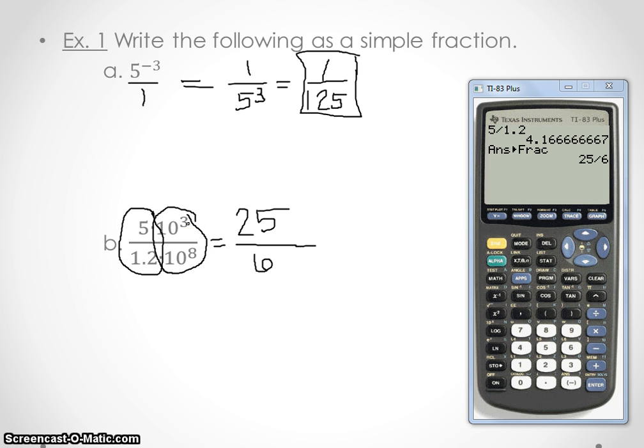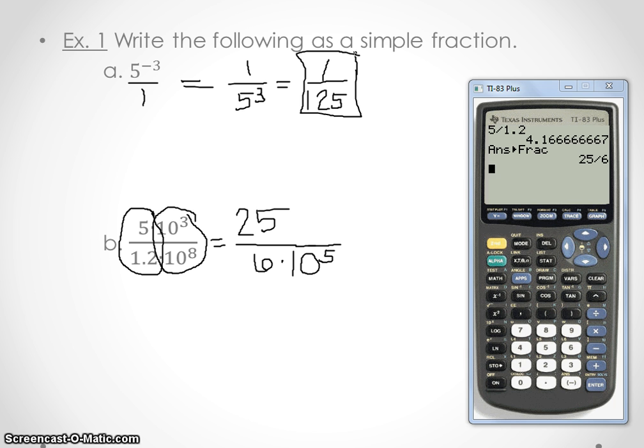So 10 to the third over 10 to the 8th. Well, we're dividing, so we subtract our exponents. So we get 10 to the negative 5th, which typically would end up on top. But since it's 10 to the negative 5th, it's going to go down here. Negatives go on the bottom, remember? But when I put it downstairs, it becomes 10 to the positive 5th power. So we leave it as that.